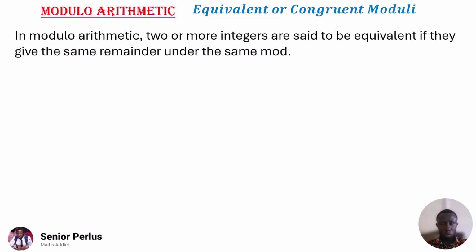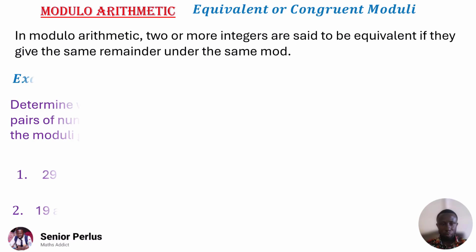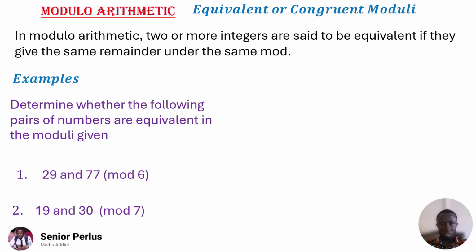Our next subtopic is equivalence or congruence of modulo. In modulo arithmetic, two or more integers are said to be equivalent if they give the same remainder under the same mod. So if you have two or more integers that give the same remainder under the same mod, you can say that they are equivalent or congruent. Determine whether the following pairs of numbers are equivalent in the modulo given.